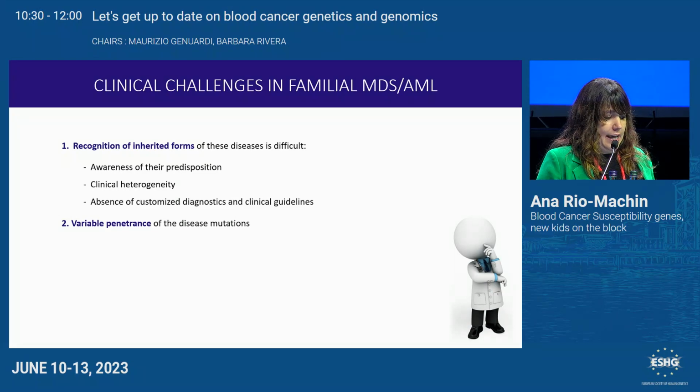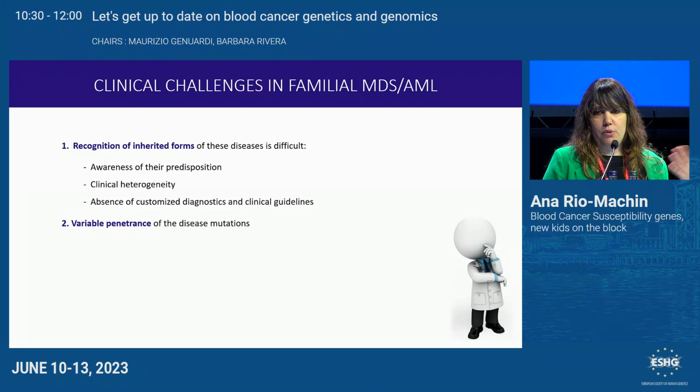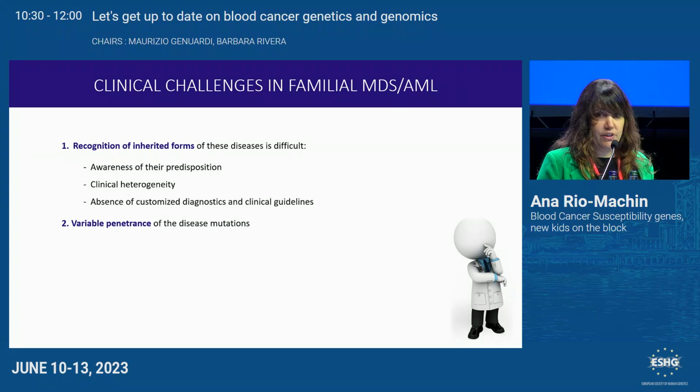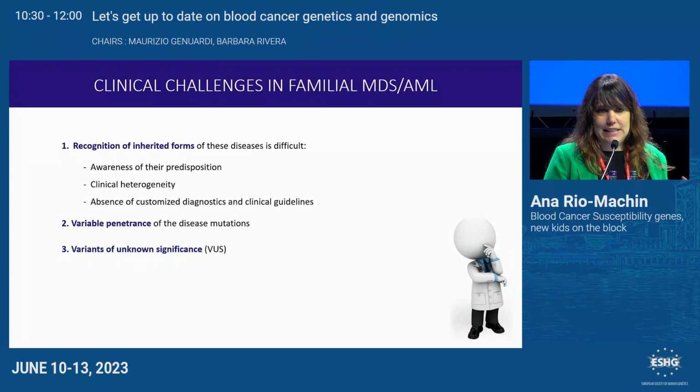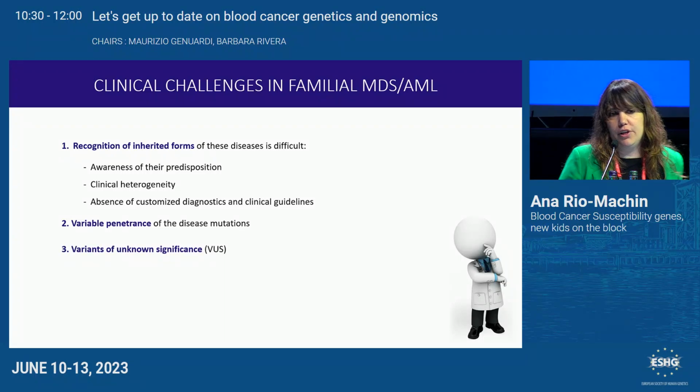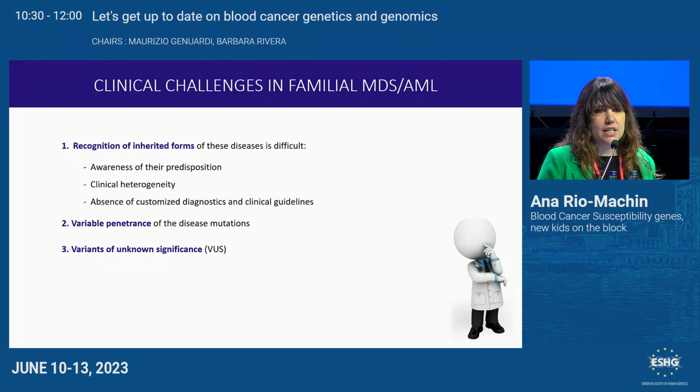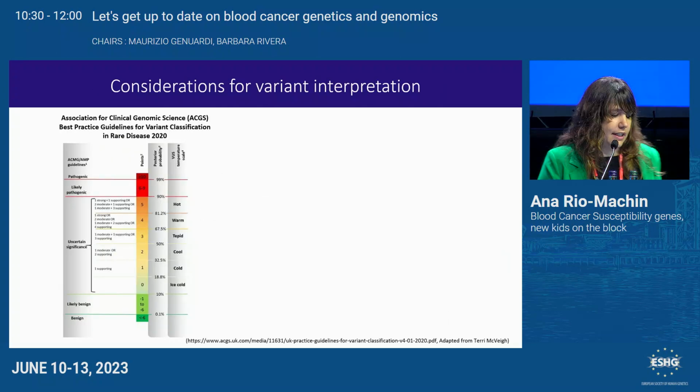So then the penetrance of disease mutation, so the probability of developing the disease when you have these germline variants, is very, very variable. I will show you some examples later. Then we have this huge problem of the variants of unknown significance that may represent 1/3 of the germline variants that are identified at diagnosis.